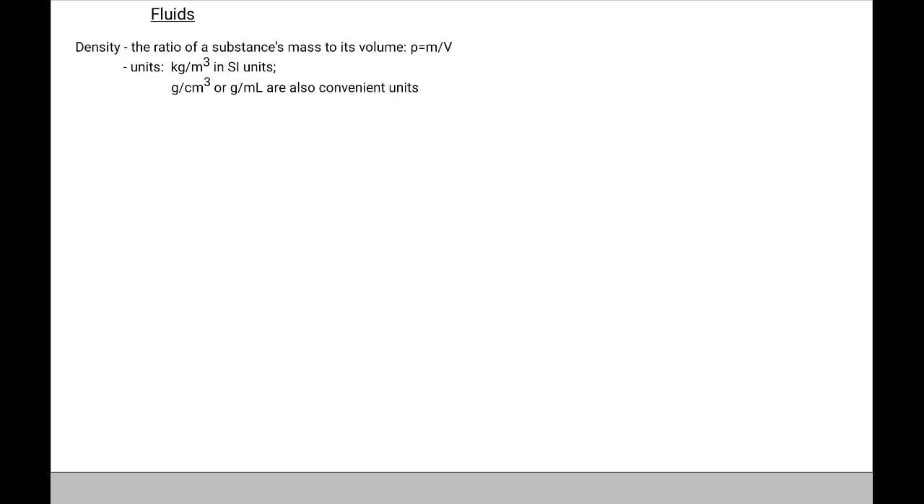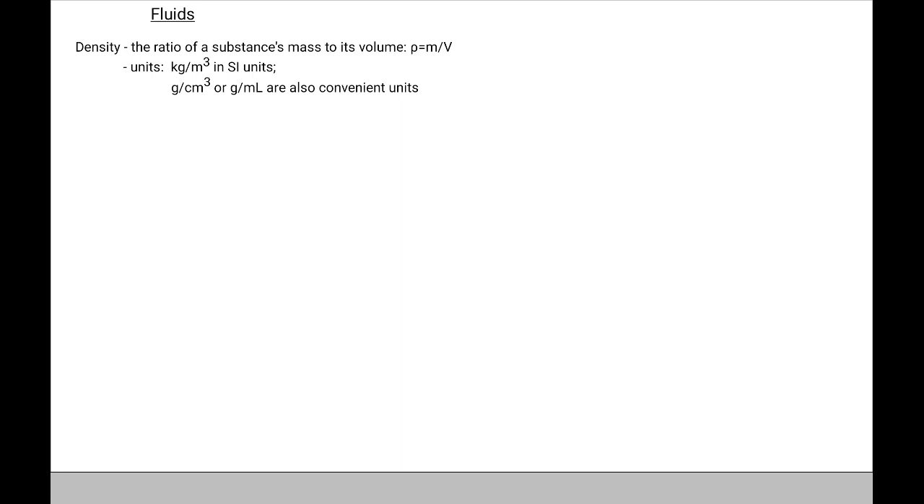Let's take a look at fluids. Fluids are liquids and gases. They take the shape of the container they are placed in, unlike solids that keep their shape. There are a few things that we have to define about fluids. One of them is density.